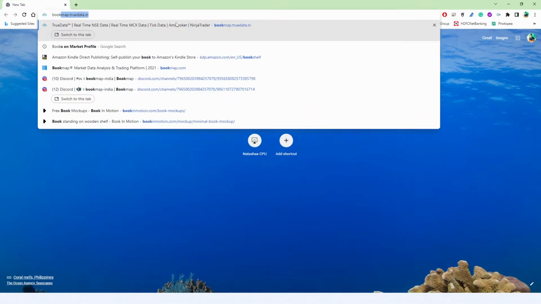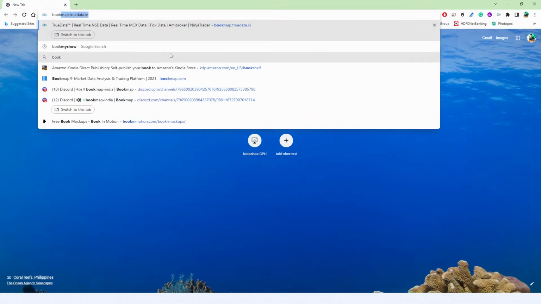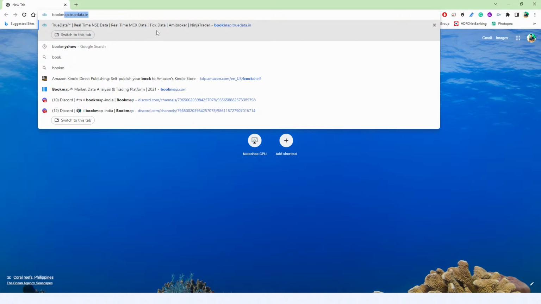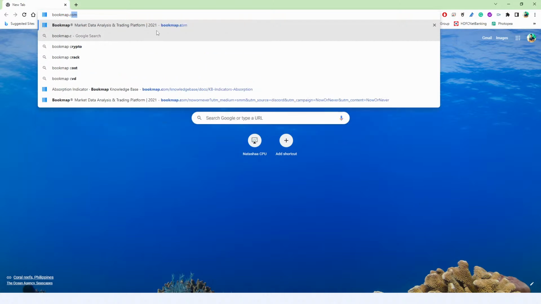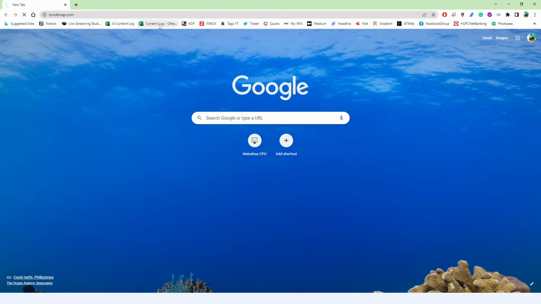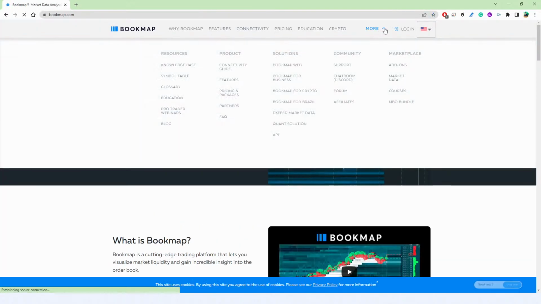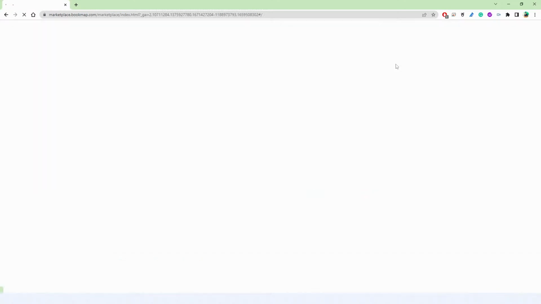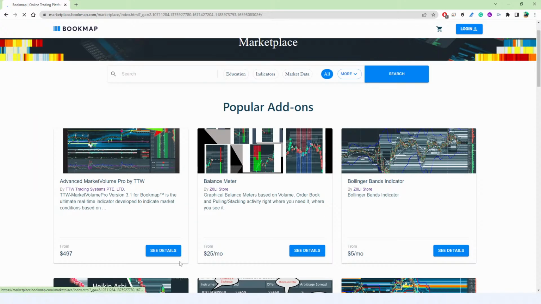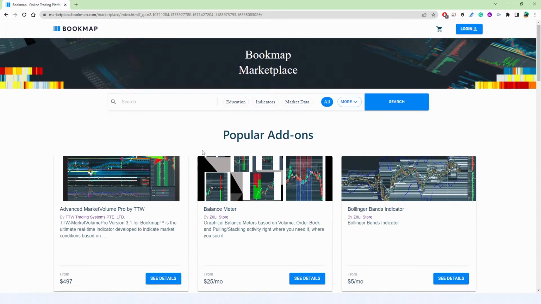If you visit bookmap.com, once you visit this, you'll be able to see more add-ons. Go to the add-ons in the marketplace section, so you'll be able to see the different add-ons over here.